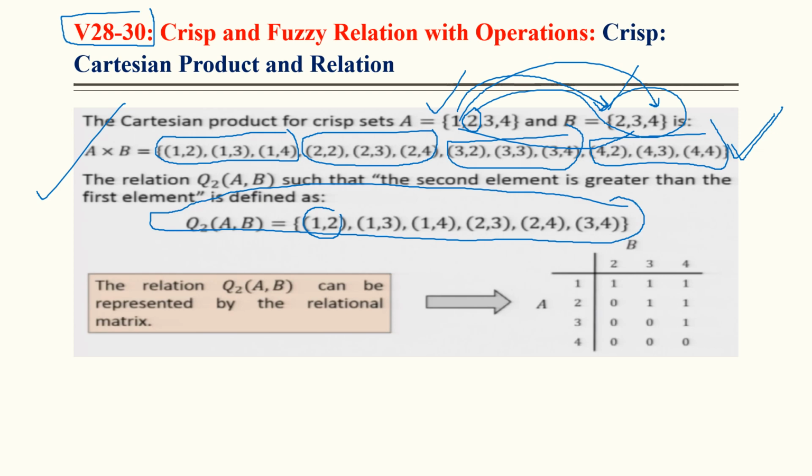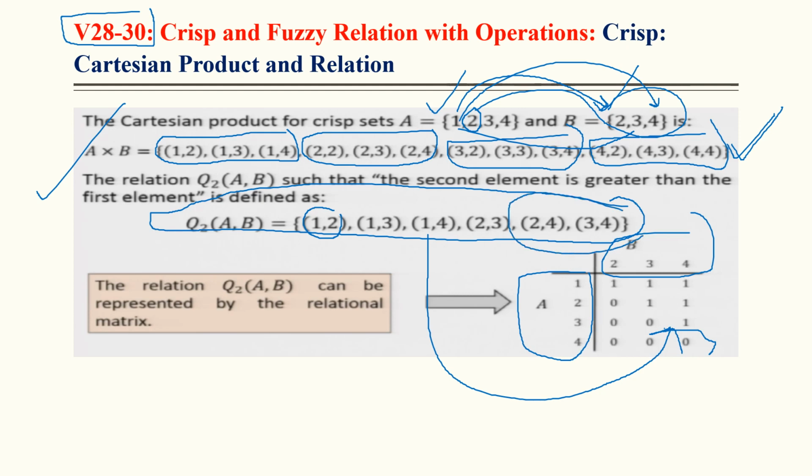Now how can we find the relationship between them? In this case this is A, write down A as 1 2 3, and B as 2 3 4. Only for those particular pairs where the condition is met do we put 1, and the rest we put 0. Why are we putting 1? Because it is a crisp relationship, the value is either 0 or 1. That's why we put 1 for the cases which are true.